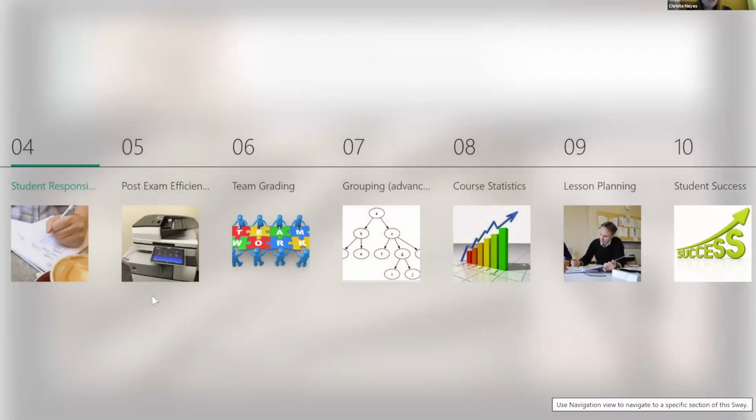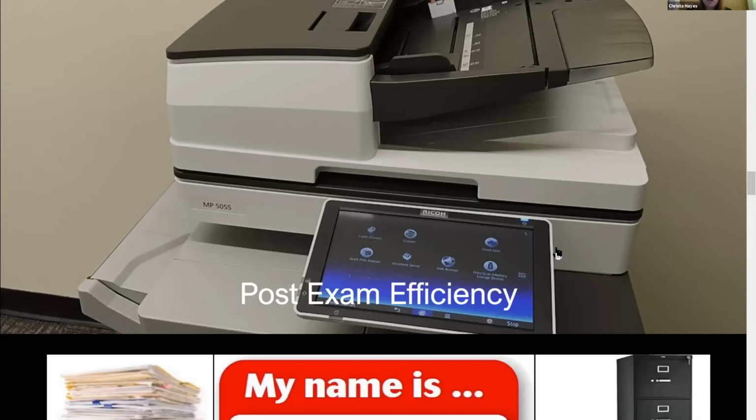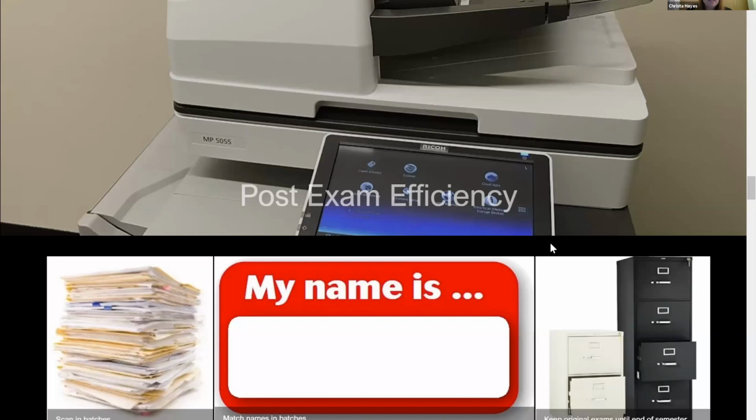So let's see. That was student responsibility. Efficiency after the exam. So let's say you gave an exam like we did last night, and now it's time to get going on the grading. The things that I've learned that really save some time are the following. The first is to scan in small batches.